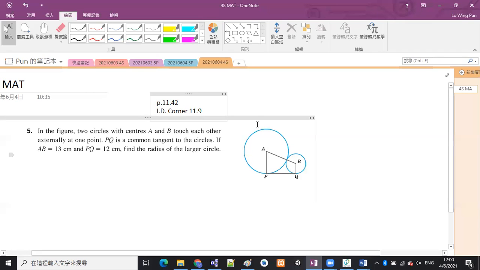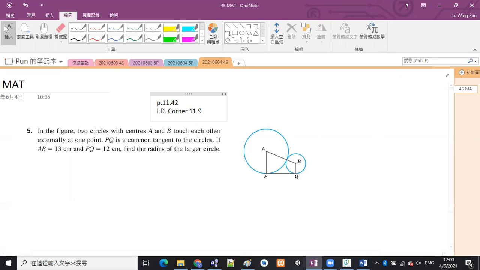Number 5. In the figure, two circles with centers A and B touch each other externally at one point. So PQ is a common tangent to the circles. If AB is 13, PQ is 12. Find the radius of the larger circle. This time, the question did not give you the radius, but the question gives you the length of AB. That is the distance between the centers.